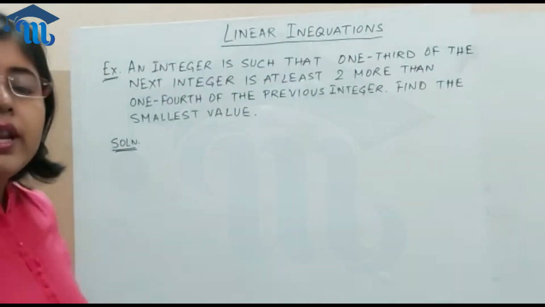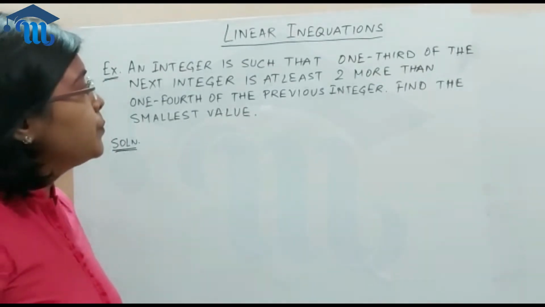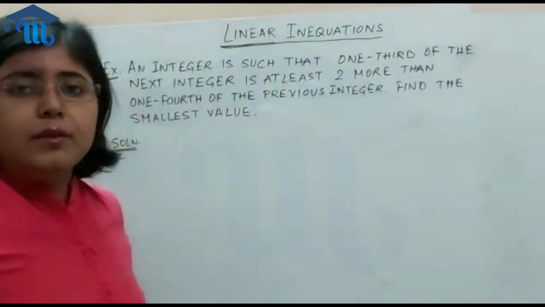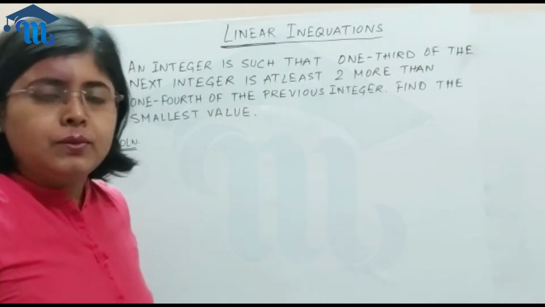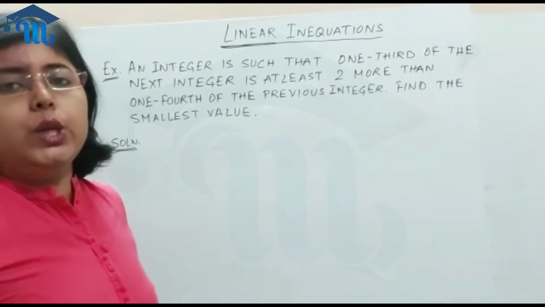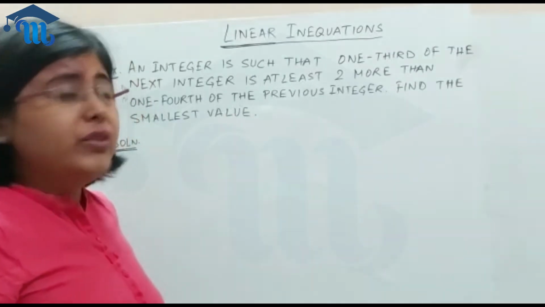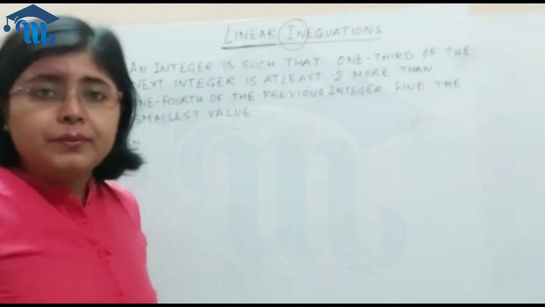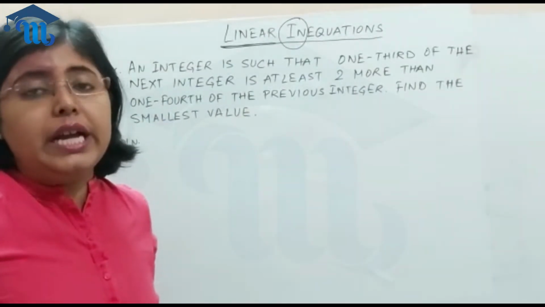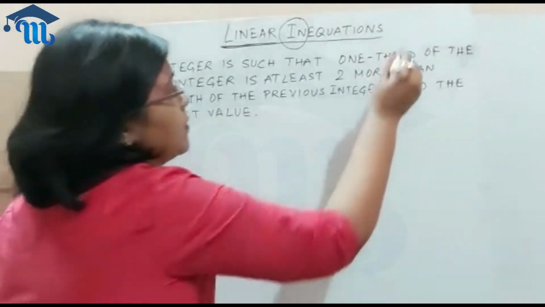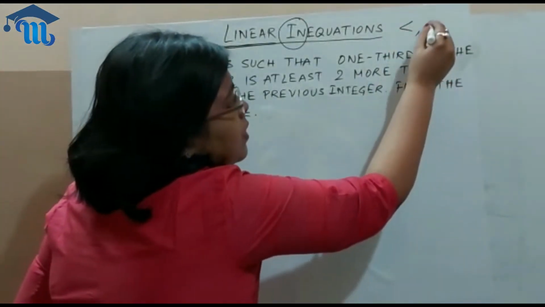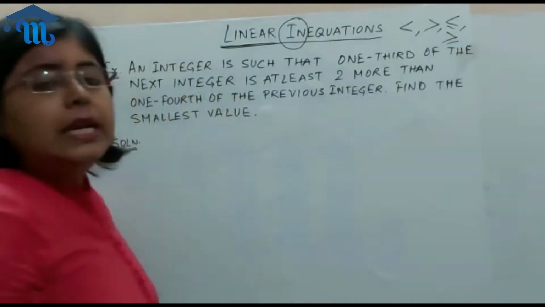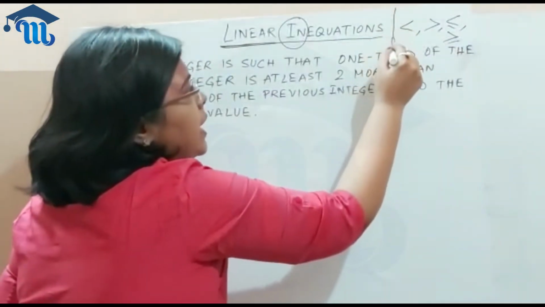Everyone, today let's talk about linear inequation. As the very name suggests, the word linear means straight line. So obviously it is going to be an equation of a straight line. However, this term inequation means it is definitely not going to have an equal to sign. It can have less than, greater than, less than equal to, greater than equal to. These are the signs of inequations.